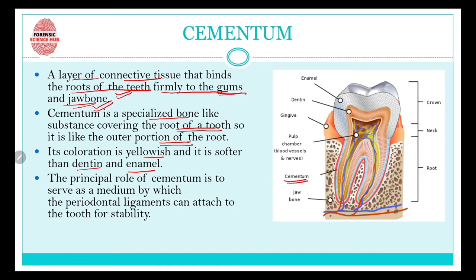The principal role of cementum is to serve as a medium by which the periodontal ligaments can attach to the tooth for stability. So basically what cementum is doing is binding different structures together. It is binding the root with the gums and the jawbone for the purpose of stability, so that our tooth can be stable, right?